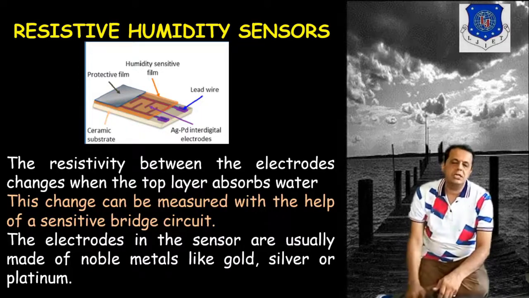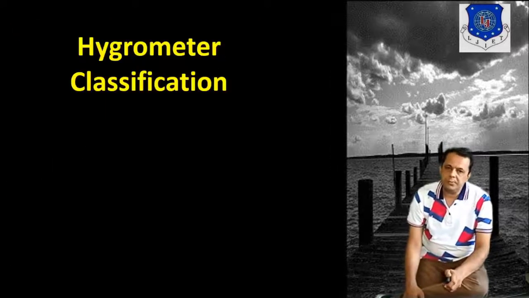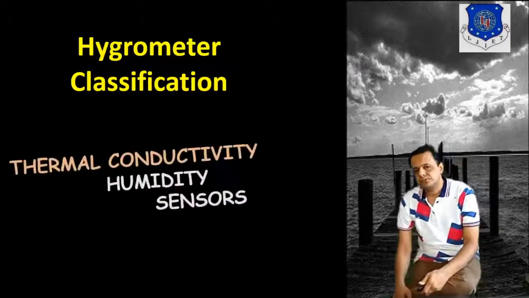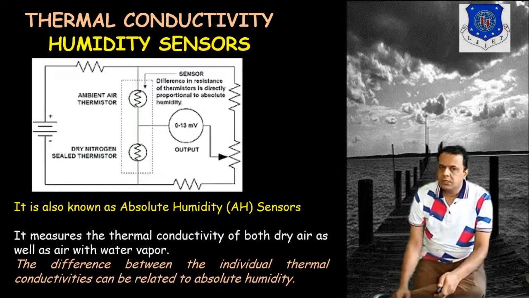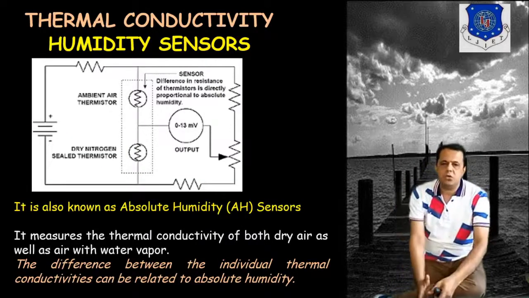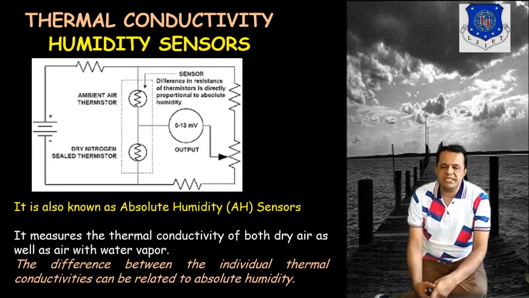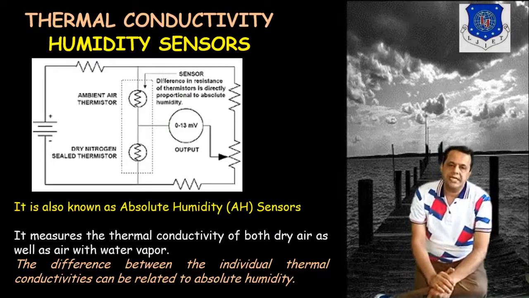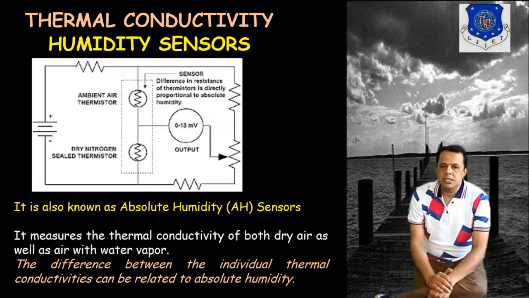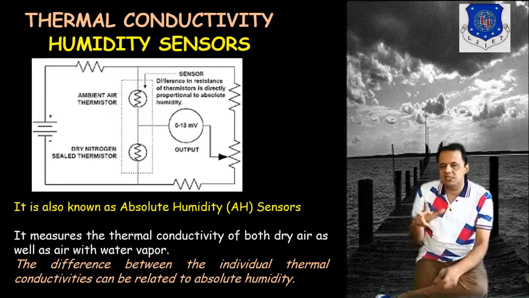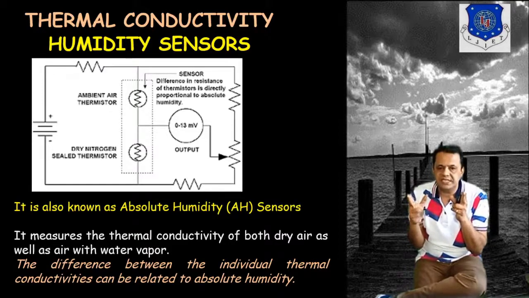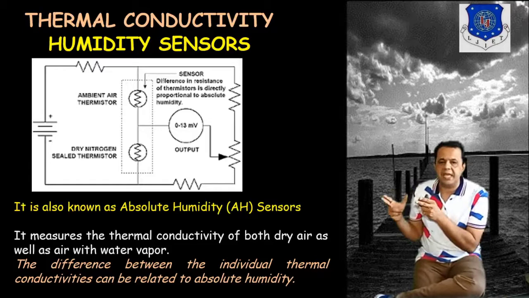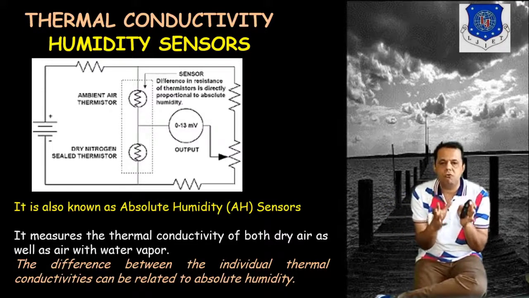As I said, the electrode will be made up of gold, silver or platinum. The next is the thermal conductivity humidity sensor. Obviously when we talk about thermal, we need to talk about the temperature, and here we will be talking about absolute humidity, and this is also known as the absolute humidity sensor. Here we will be using the measurement of thermal conductivity of two things. The one is your reference, that is the dry air, as well as air with the water vapor.